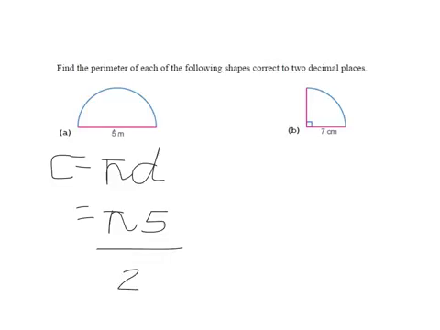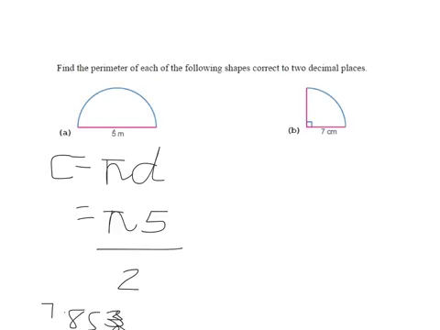So if we put that in our calculator, we go pi times 5 divided by 2, and we get 7.853. Two decimal places, so it's actually the 5 we're looking at. Can the 3 make the 5 any bigger? No, it can't. So the answer is 7.853.